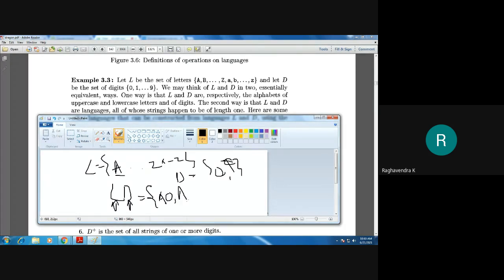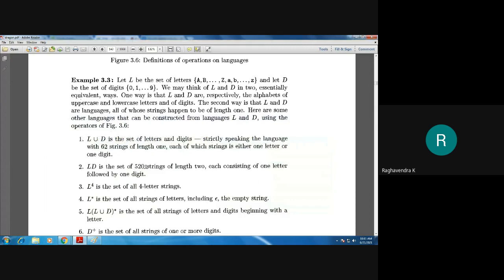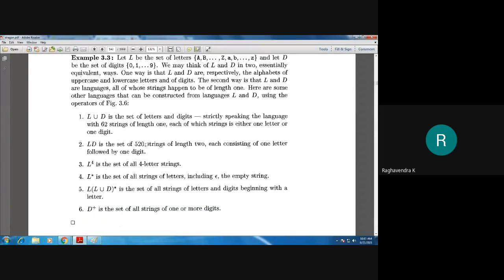Similarly, I will keep A, but I will take the second digit from D. It will become A1. Similarly, it can be A3. So like that, maybe Z9, or small a1, something like this. So it will go on until you get around 520 strings of length 2, each consisting of one letter followed by one digit. So this is what concatenation is.